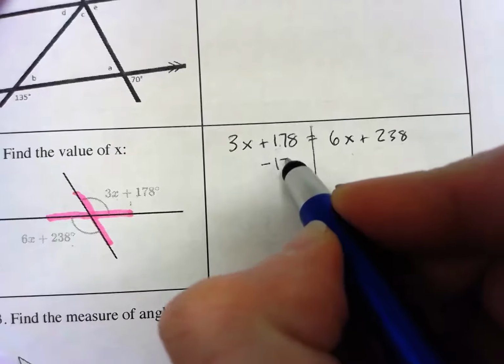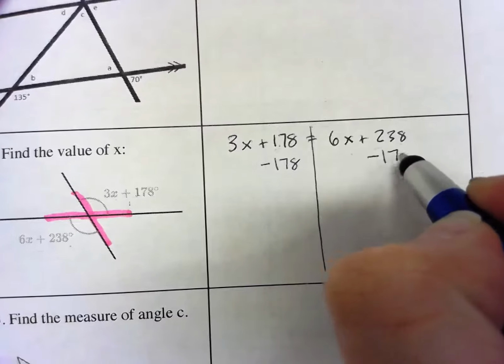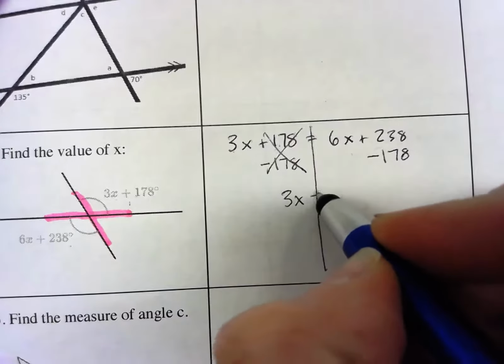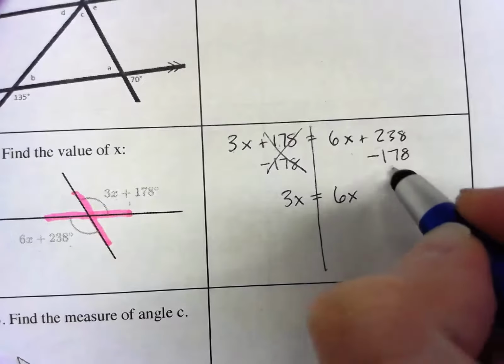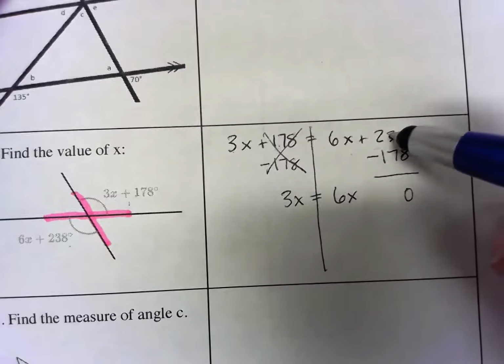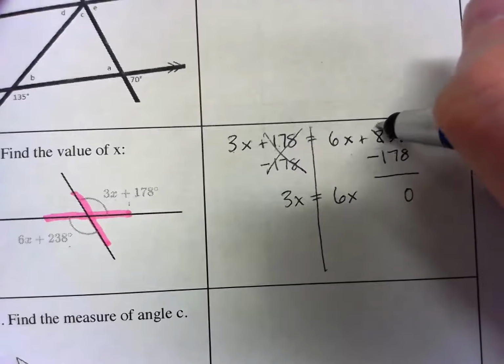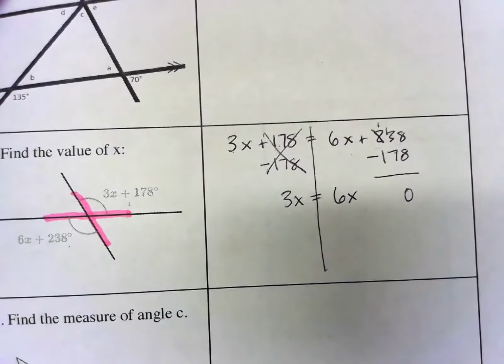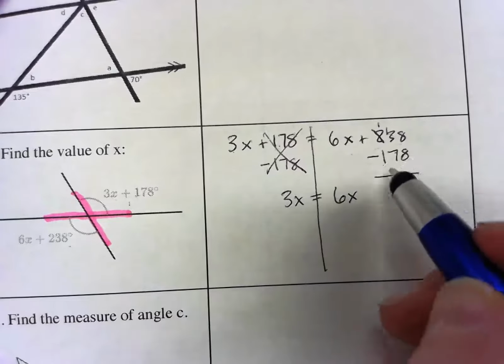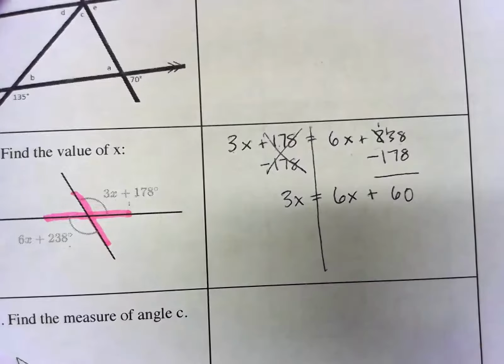I'm gonna say minus 178, minus 178. This cancels out. I'm left with 3x on this side. I'm left with 6x, and then whatever the answer to this would be. 8 minus 8 is nothing. 3 minus 7 we can't do, but we can borrow. 13 minus 7 would be 6, and 1 minus 1 would be nothing. So this is going to be positive 60.